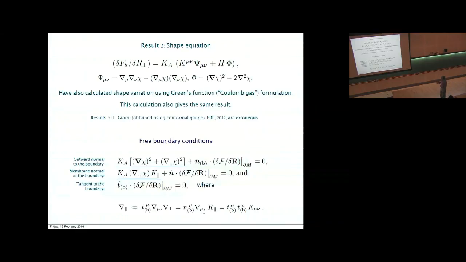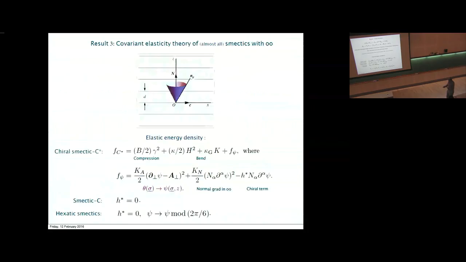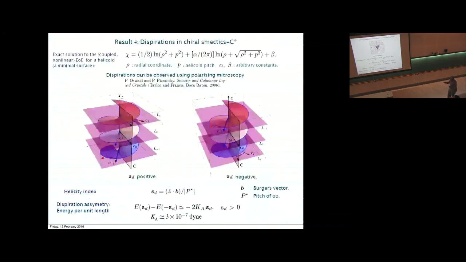We have obtained free boundary conditions, and these are the two new terms apart from those which are there for ordinary fluid membranes without orientation order. We have set up the covariant elasticity of almost all symmetries with orientation order. I don't have time, so if there are questions, I'll be happy to answer at lunchtime.